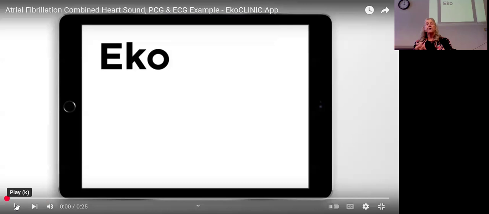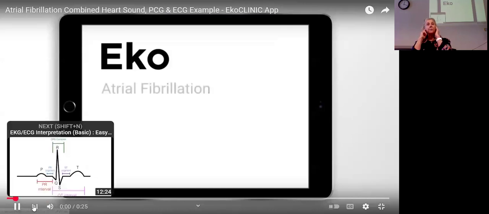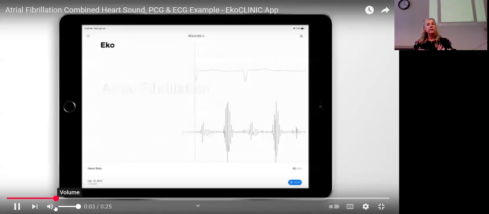Yes, so this is what atrial fib sounds like if you're listening with the stethoscope, but it also gives you an idea of what it might feel like when you're palpating.